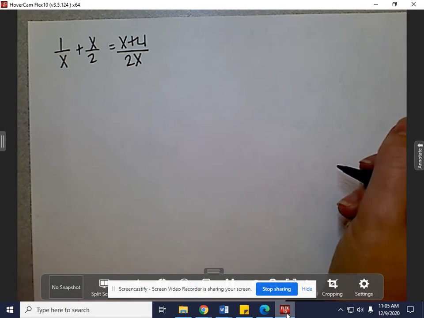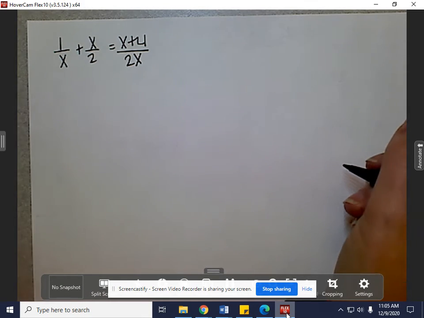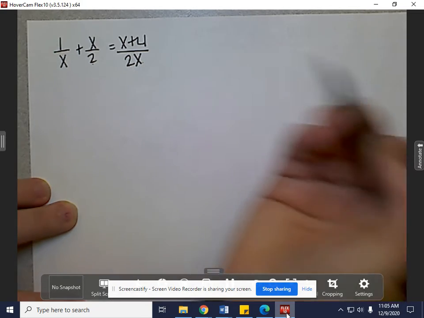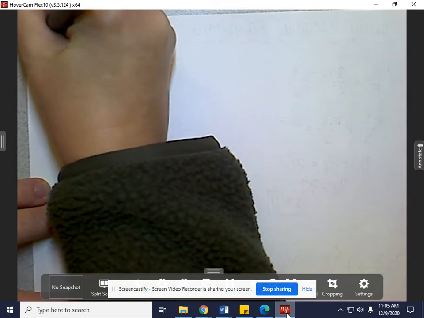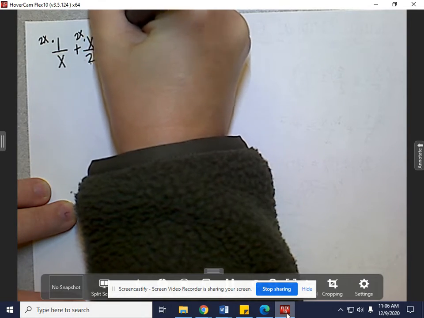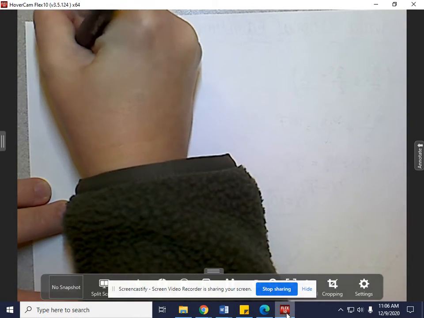I remind myself we have an equation. I don't want to deal with this. It's a big hot mess with all the fractions. So I want to get rid of the fractions. I'm going to multiply by the common denominator. X, 2, and 2x. The common denominator is going to be 2x. So I'm going to multiply everything by that. So in this case, the x's would cancel.